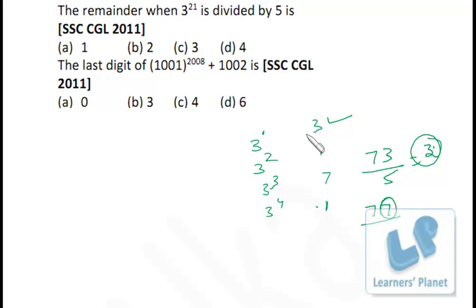Okay, now the last digit of this expression, 1 raised to any number will end in 1 only. So it's 1 plus the unit digit of this expression, that is 2. So overall unit digit is 3. A 30-second problem, or not even 30 seconds. You just see and write the answer, mark the answer, is what I mean. Okay.